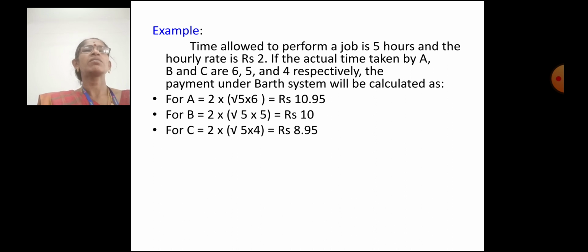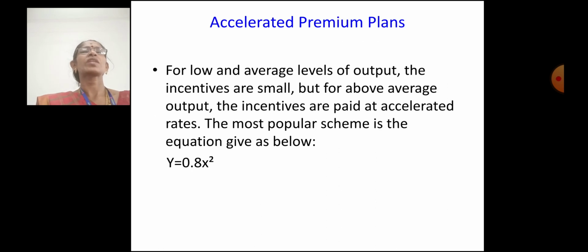The payment under the Barth scheme will be calculated as, for A, equal to 2 into root of 5 into 6, rupees 10.95. For B, equal to 2 into root of 5 into 5, rupees 10. For C, 2 into root of 5 into 4, equal to rupees 8.95. Accelerator premium plans. For low and average levels of output, the incentives are small, but for above-average output, the incentives are paid at accelerator rates.